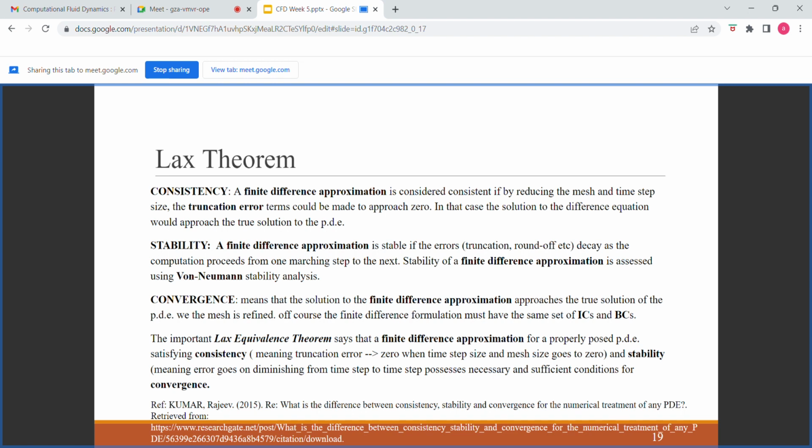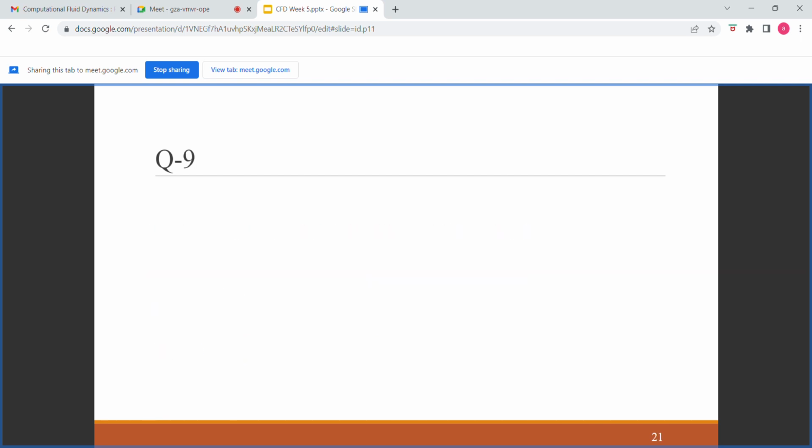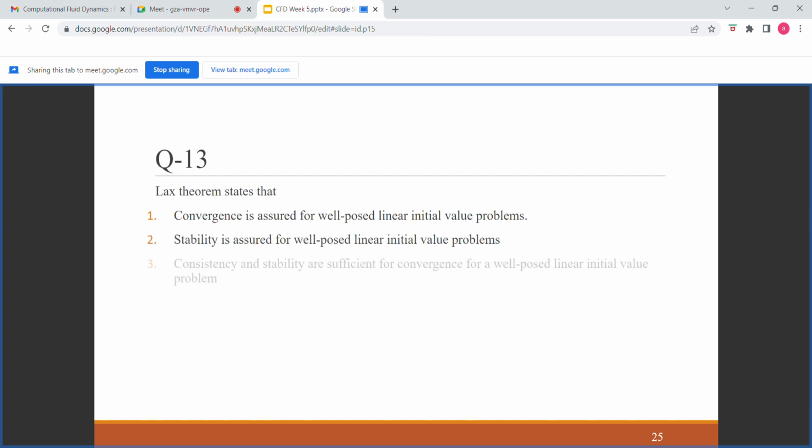Convergence is when the numerical solution approaches the true solution of the partial differential equation, that is known as convergence. Lax's theorem, what does it state? It states that consistency and stability are sufficient conditions for convergence. So we'll just move on to question 13 and see what was asked in that, what the statements present are. Basically, it is that convergence is assured for well-posed linear initial value problems.